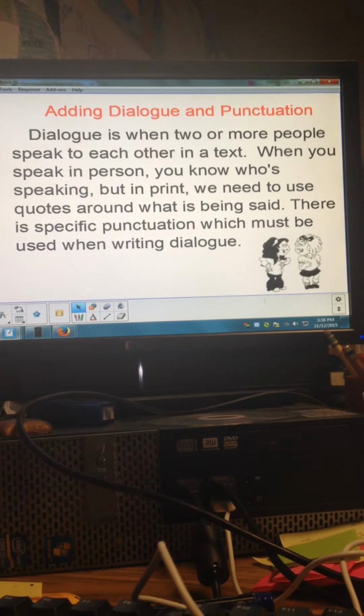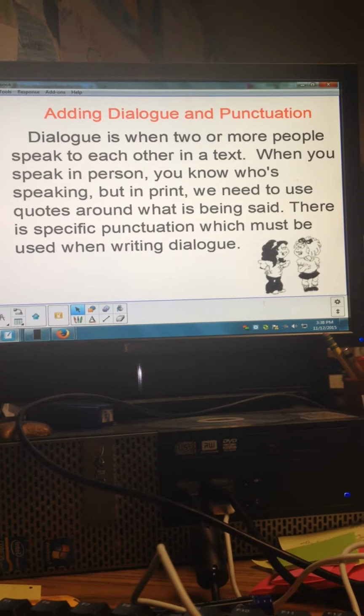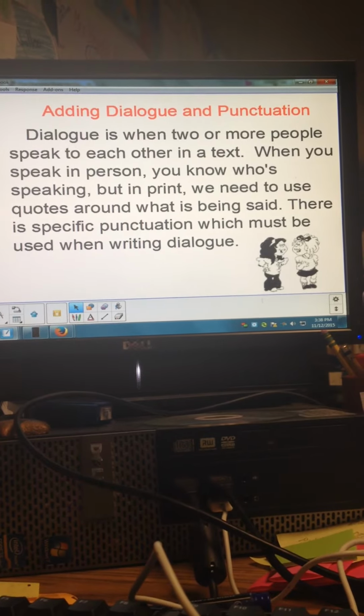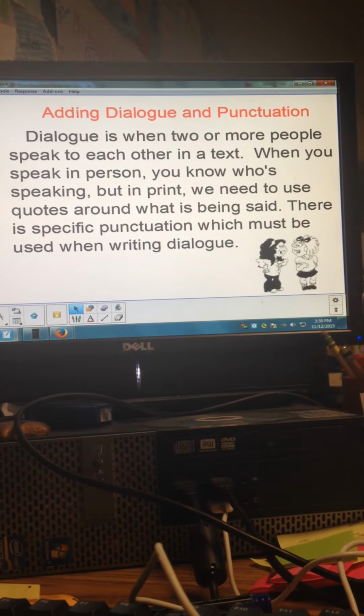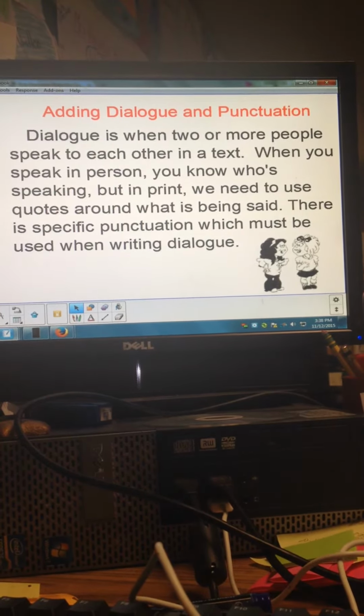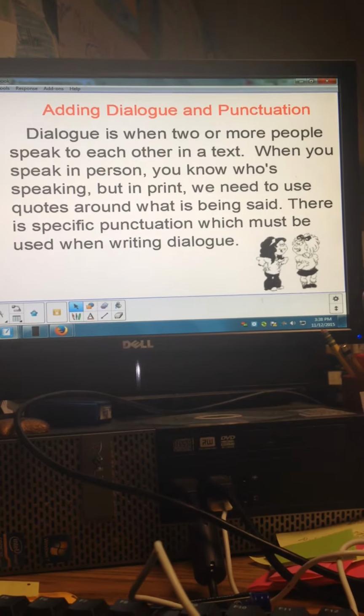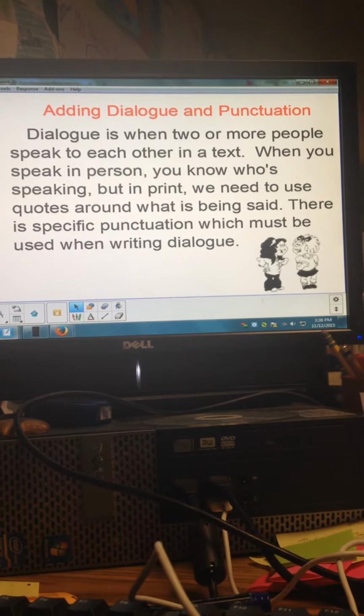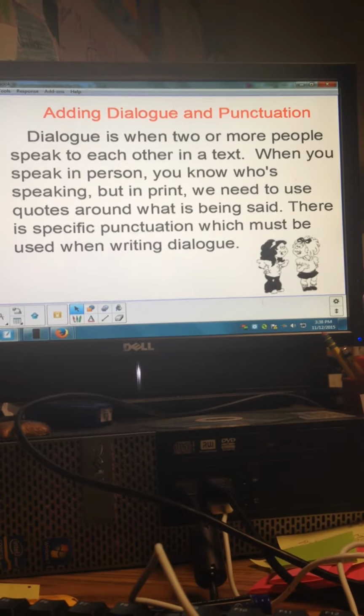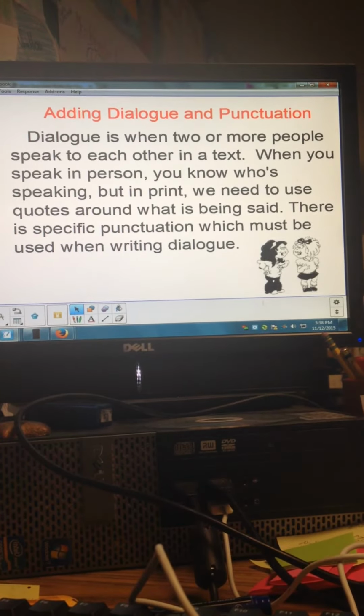Today we're going to talk about adding dialogue and punctuation. Dialogue is when two or more people speak to each other in a text. When you speak in person, you know who's speaking, but in print we need to use quotes around what is being said. There is specific punctuation which must be used when writing dialogue.